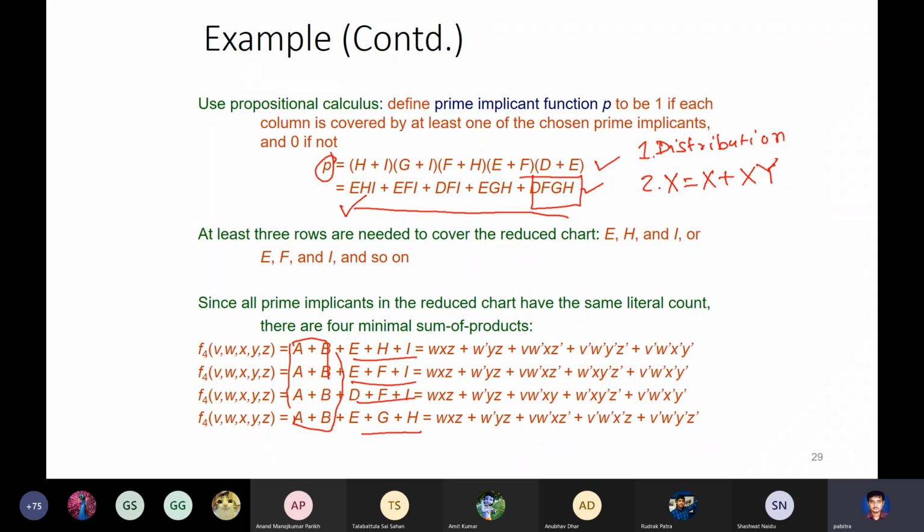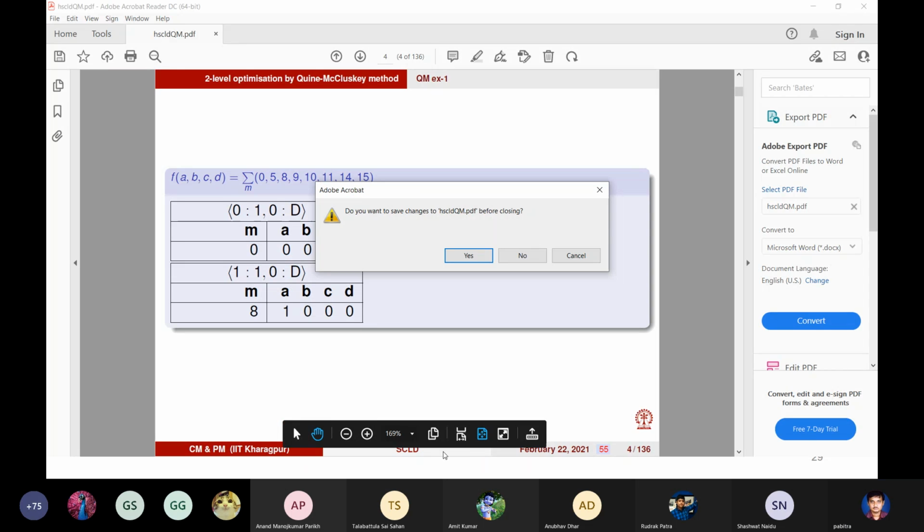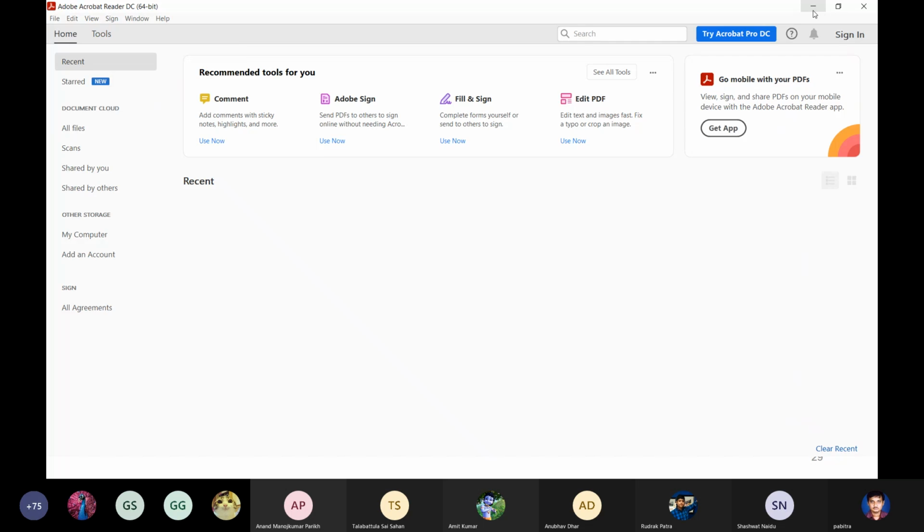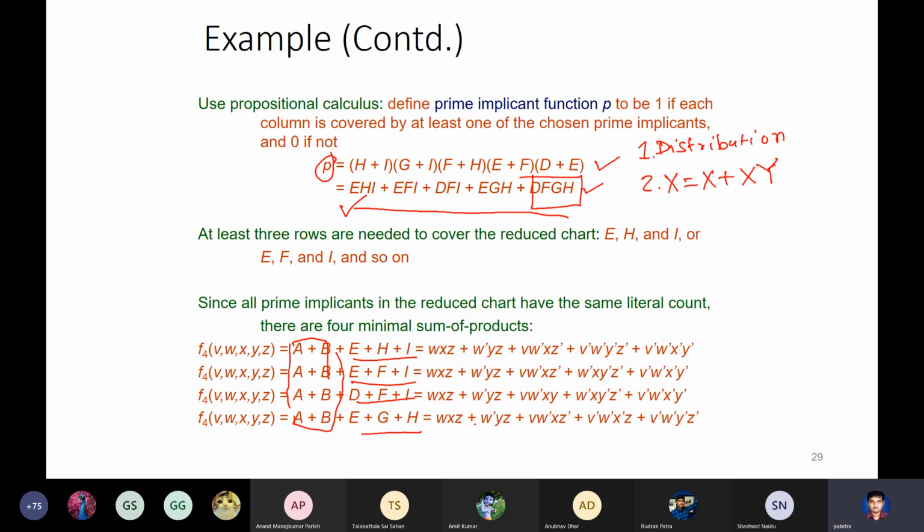This is a rather simplistic view of things.